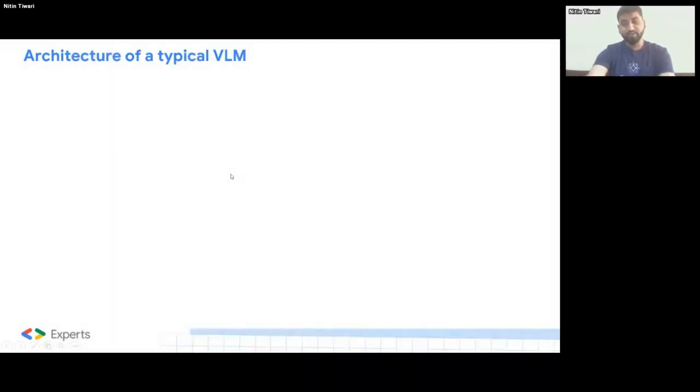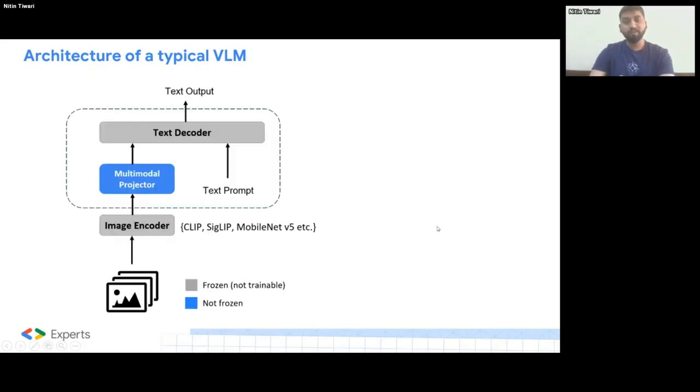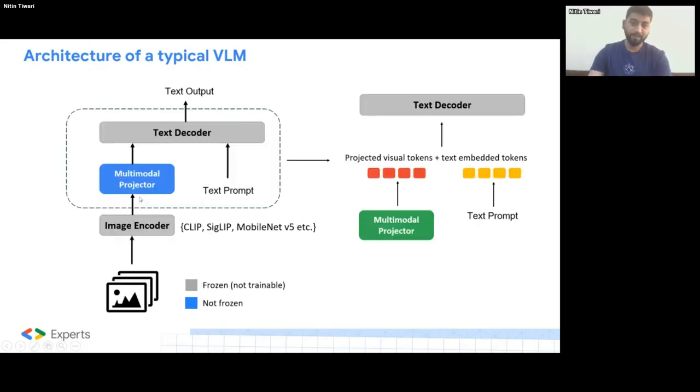Now let's talk about the architecture of a typical VLM, and the word typical is important here because different companies like Google and Meta and Microsoft and every other AI company is following a novel architecture of their own. But any typical VLM will look like this. So we start from the bottom. I'll simplify this for you so that it's easily understandable. Since we are talking about VLM, it's vision, so we start with the image. We pass it to an image encoder. Image encoder is nothing but a model itself.